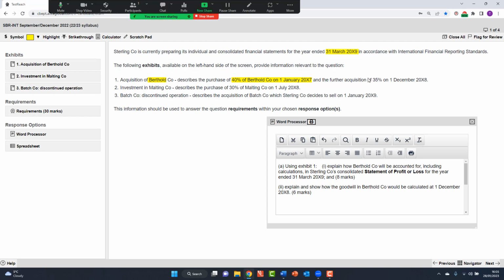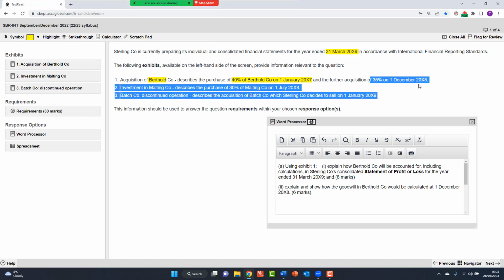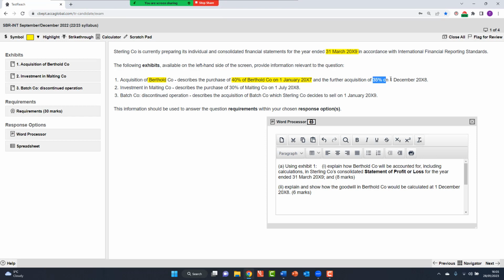And the fact that we then buy a further 35% in December X8, the fact that we're buying 35% during the accounting period, is going to transform this associate into a sub. Our year end is 31st March X9. And so if we are buying 35% in December X8, that's a step acquisition. I'm assuming that's the case. All right. Now, Malting is too much information. Batch is too much information.